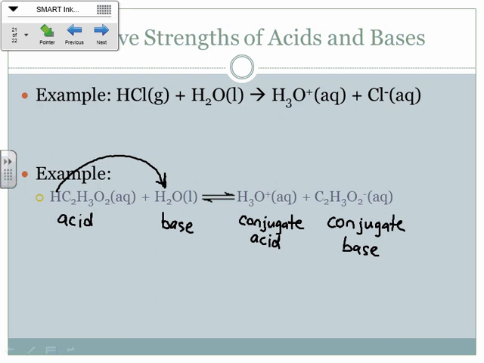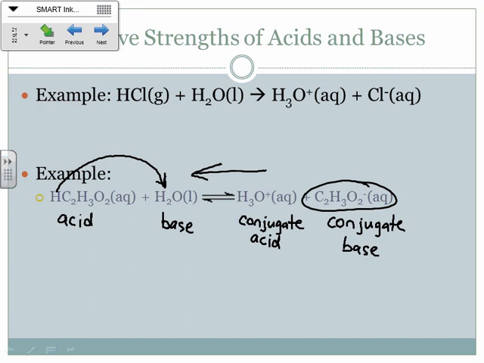Okay, so because in this case the C2H3O2- is a stronger base than the water, then the equilibrium is going to predominantly lie in this direction. I don't know why I made a curved line there. Okay.